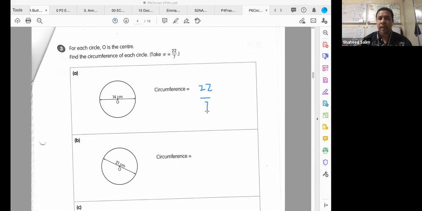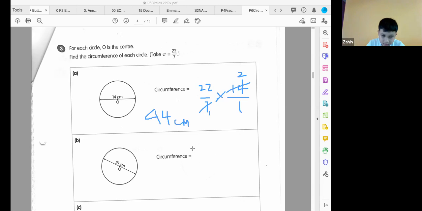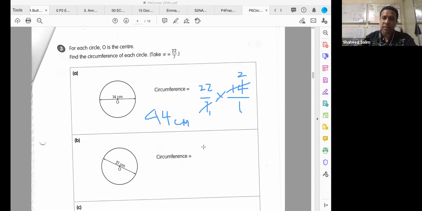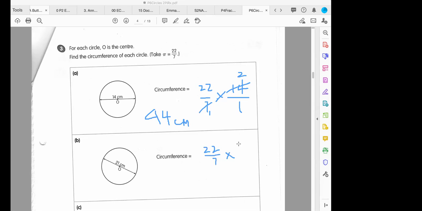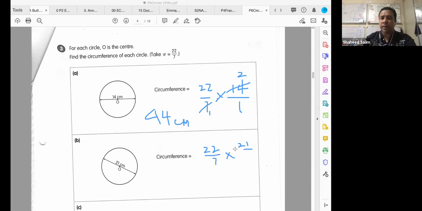22/7 times the diameter, which is 14. So this one, they give you nice numbers. You don't even need to use a calculator. Divide by 7, get 1. Divide by 7, get 2. 22 times 2, 44 cm. Well done. Zahin, what's the answer for the next one? 66? Ilhan, you get 66 for the next one? Okay, well done. So again, it's the same thing. Divide by 7, you get 1. Divide by 7, you get 3. 22 times 3, you get 66.